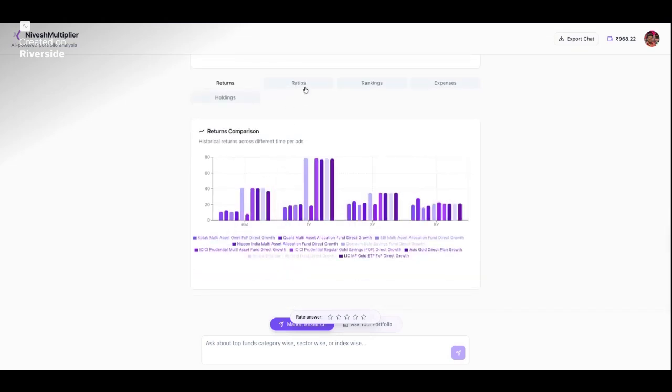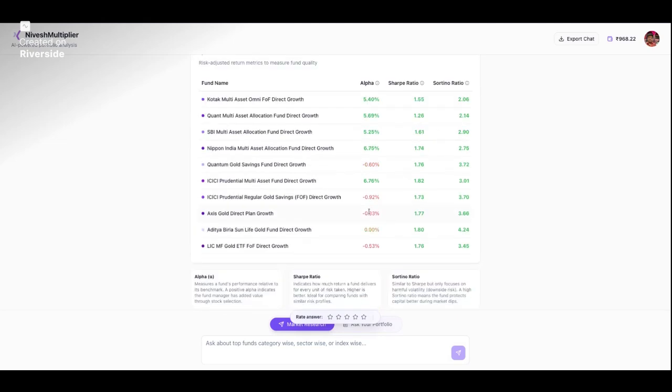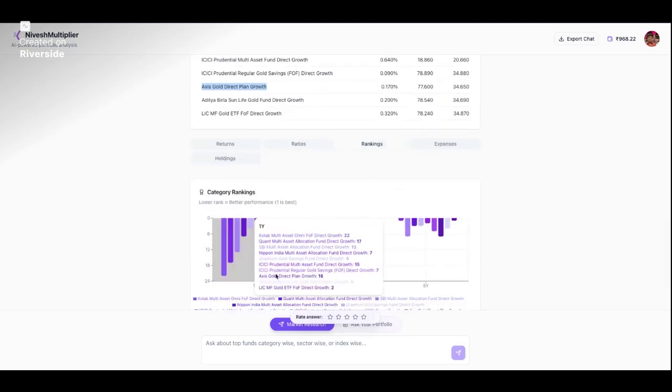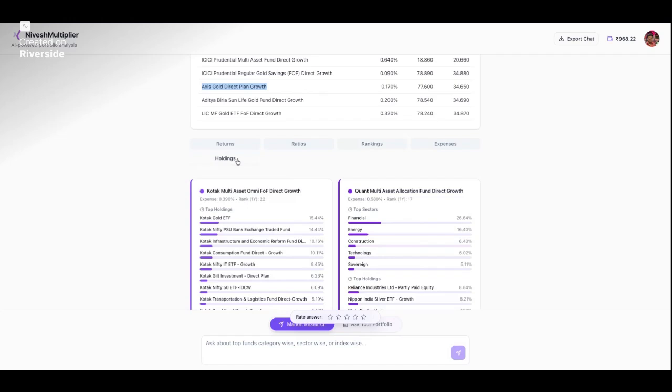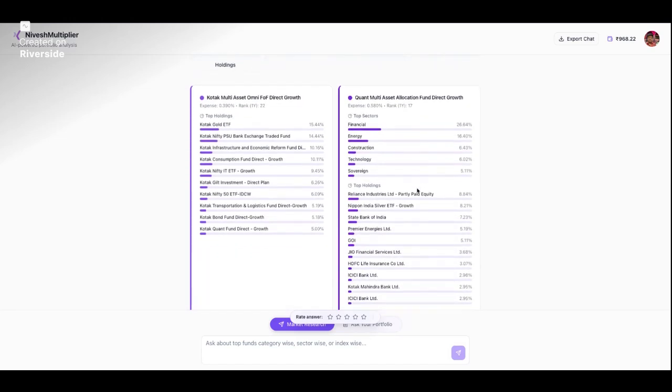Similarly, you could then see the performance ratios. You cannot generate a lot of alpha for a gold ETF, for a gold mutual fund. So over here you could see that whatever is a gold specific fund, the alpha is not that high. These are the multi-asset funds, they have a pretty good alpha. These are the rankings, on the respective rankings of their category. I am more interested in the holding side, like where they are putting money. So I go to the multi-asset funds first.